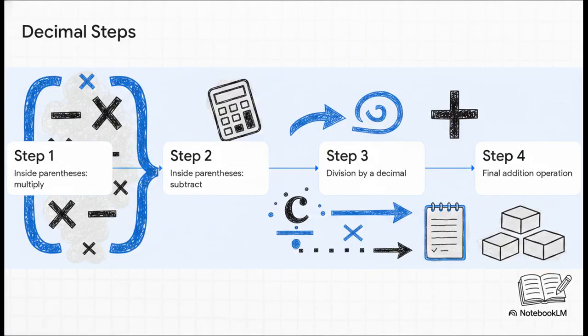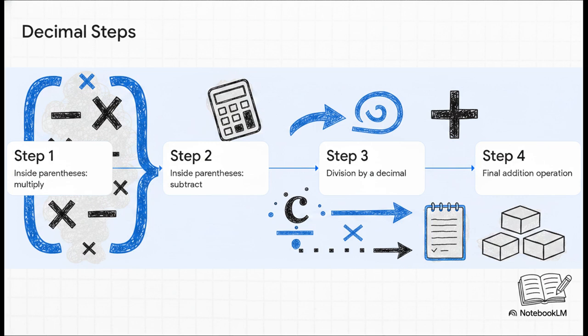So let's just look inside those parentheses. We've got subtraction and multiplication. Following the rules, we multiply first. 4.2 times 1.5 is 6.3. Then we subtract. 18.4 minus 6.3 leaves us with exactly 12.1. Boom, the brackets are fully cleared. Now for step 3, we have 12.1 divided by 0.04.